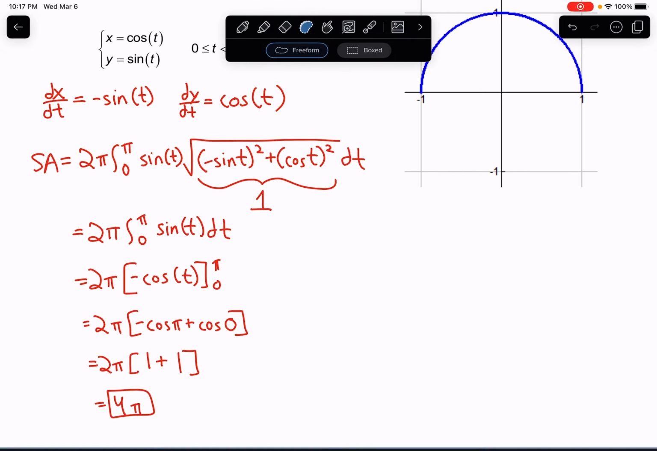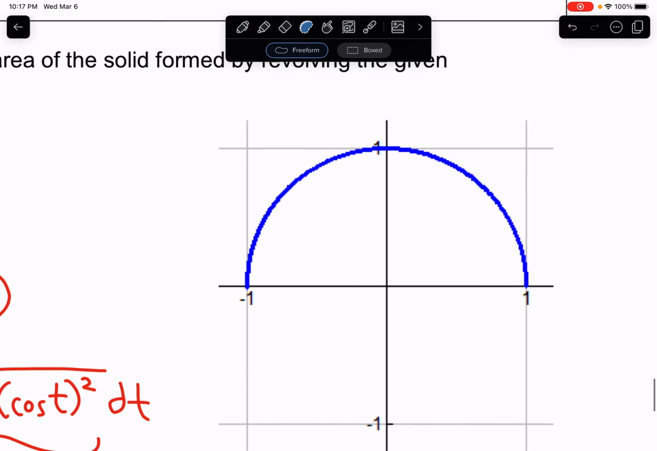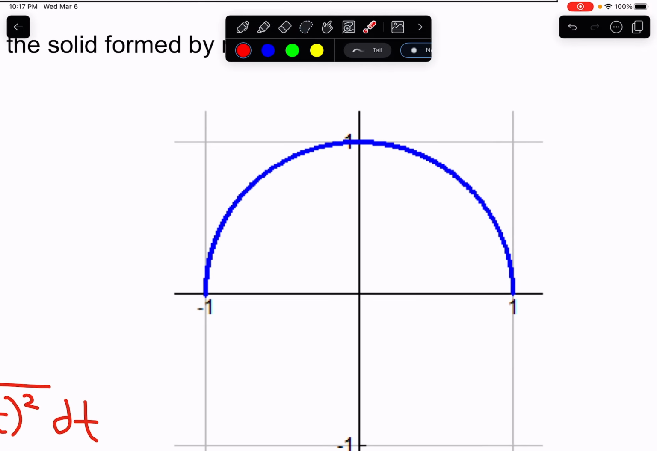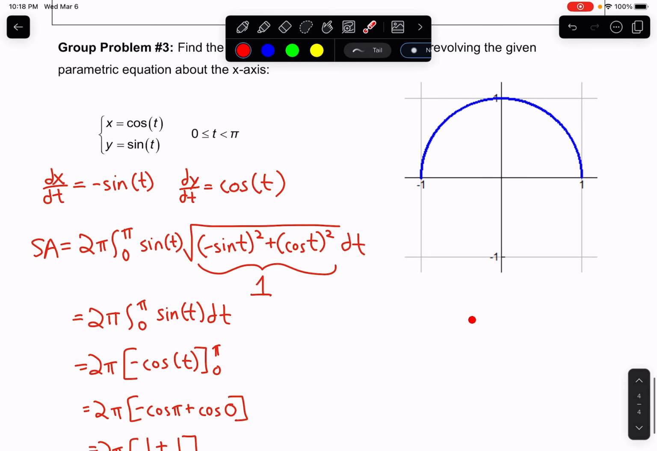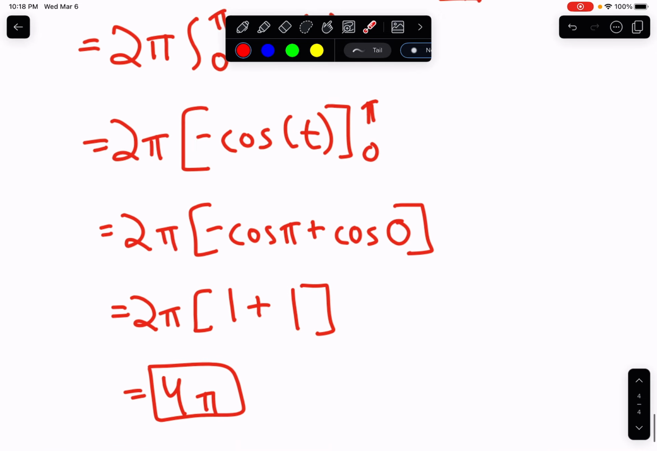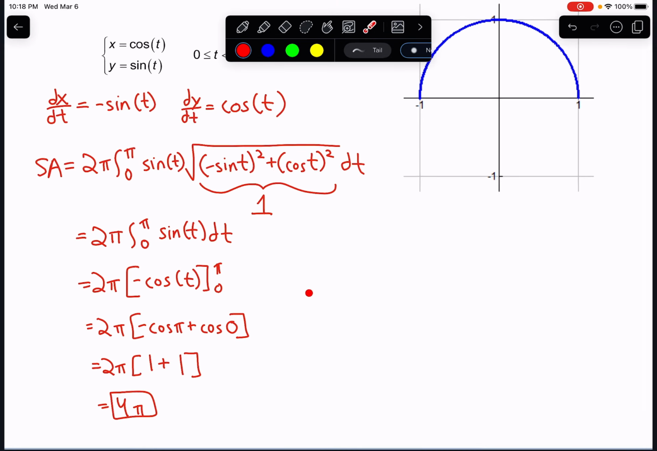And what I was saying earlier, if we remember our geometry, we can see from the curve here, this is a semicircle. So if I rotate this around the x-axis, this would give me a complete sphere. And the surface area of a sphere formula is 4 pi r squared. So 4 pi times a radius of 1, we get 4 pi, which is the same thing we got doing it the fun way, the calculus way.